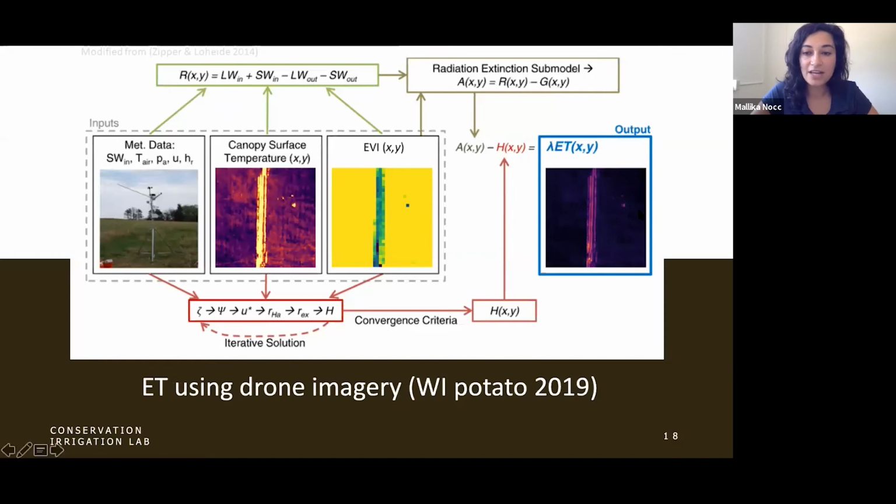So here's our first maps that we've made of ET using the drone imagery. And we use that same Hermit algorithm. We need meteorological data. This is a map of canopy surface temperature from the potato fields in the Wisconsin Central Sands. And then a map of enhanced vegetation index. And when we use the magic of physics and compute an energy budget for every single pixel, we're able to output a map of ET.